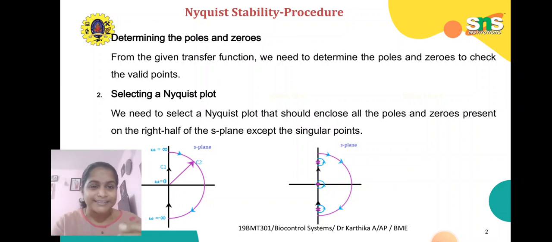See here, consider our S-plane. In this S-plane, we have omega from 0 to infinity on the upper side, the positive side. Also we have omega from 0 to infinity on the lower side, the negative side. And we have C1, C2 and the second part. See here, same S-plane. We have marked some points. That is, we need to select a Nyquist plot that should enclose all the poles and zeros present on the right half of the S-plane except the singular points, which is represented here.